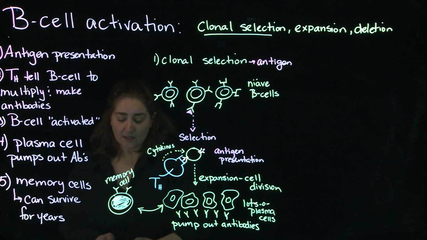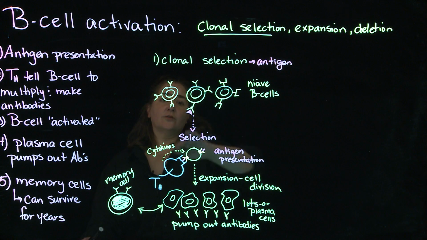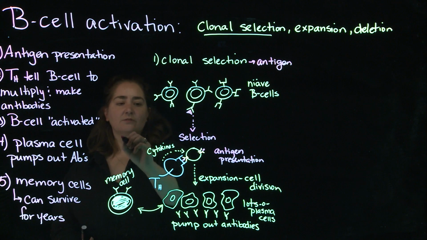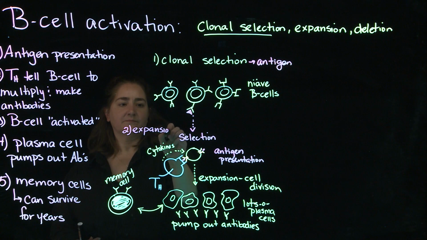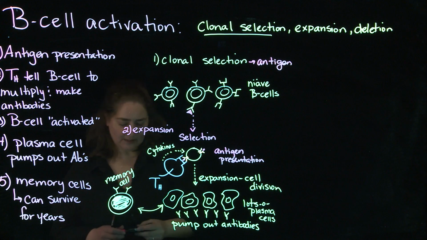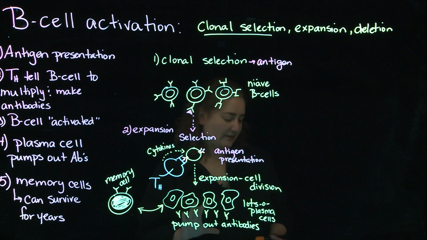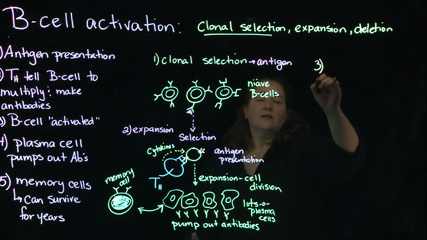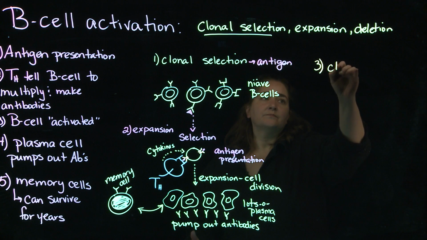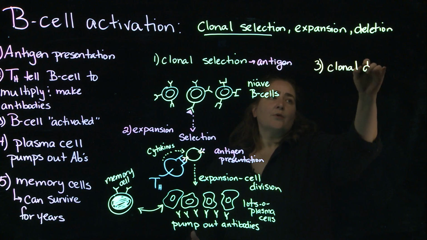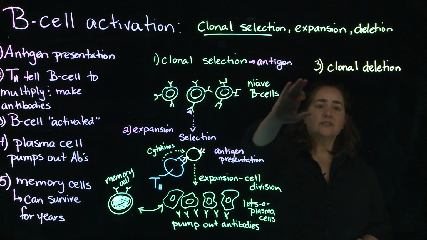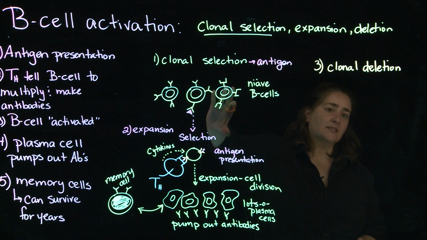All right? So we've got our clonal selection. We've got here expansion. All right? And then there is a third process associated with B cells. And I'm going to put this over here. The third process is clonal deletion. All right? Now, clonal deletion isn't going to have a part of this process here.